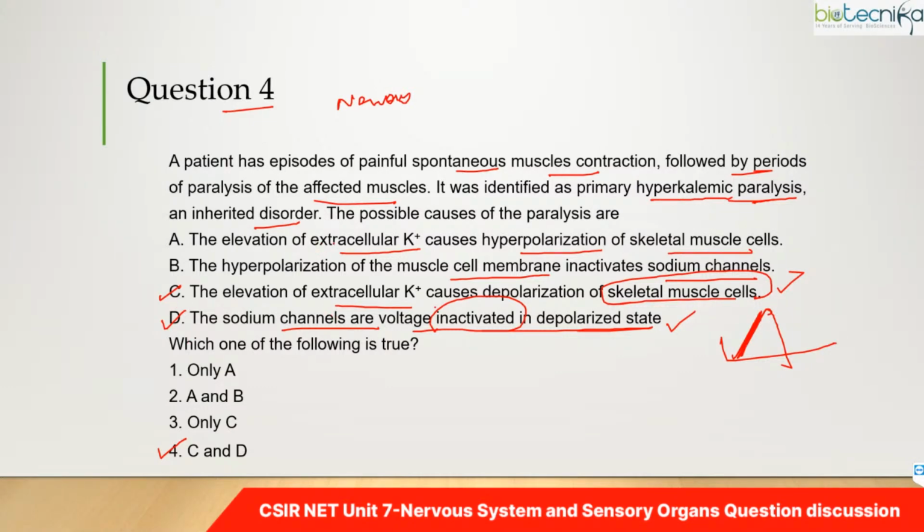Option A says the elevation of extracellular potassium causes hyperpolarization of skeletal muscle cells. This high level of potassium will not cause hyperpolarization. It will lead to depolarization because potassium will be outside, it will be more, right? So there will be a change in membrane potential, which causes this hyperkalemic paralysis. So A is incorrect. B says hyperpolarization of muscle cell membrane will inactivate the sodium channel. It is not the hyperpolarization, it is the depolarization that will inactivate the sodium channels. Clear? They will be in the inactivated state because of this depolarized state. Clear for everyone? Okay. So C and D will be the right options over here.